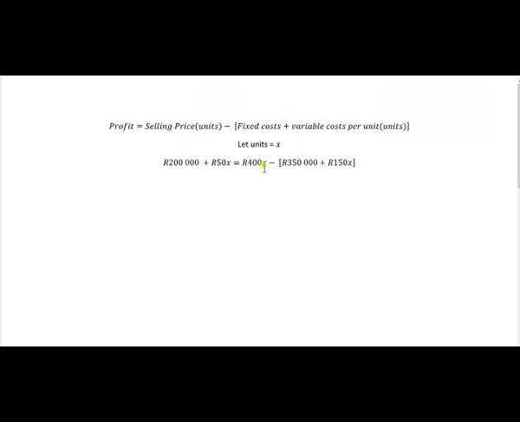You say 400 multiplied by the number of units. We have the fixed cost and we have the variable cost per unit. And you just need to solve for X. It's easy from here. And your units will be 2,750.